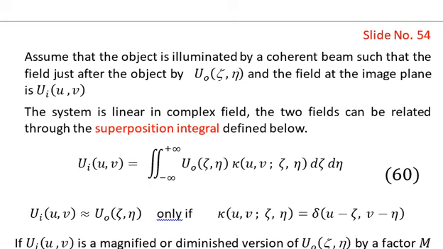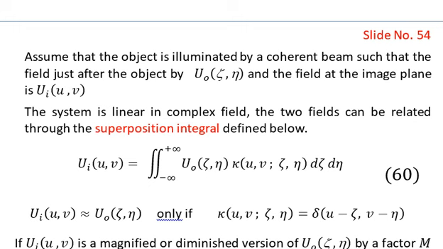Assume that the object is illuminated by a coherent beam such that the field just after the object is u0 of zeta comma eta. So this is the field just after the object, which we have denoted as u0 as a function of zeta and eta, and the field at the image plane is ui of u comma v. So this is the image plane field, this is the object plane field. These two plane fields, we have to find out a relationship between them.